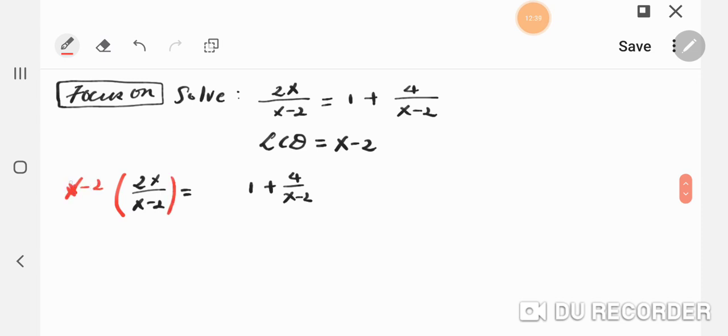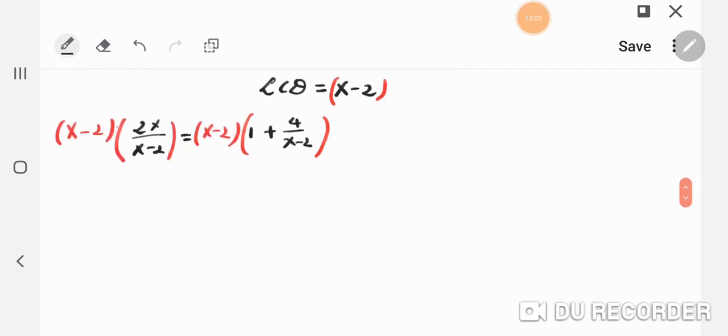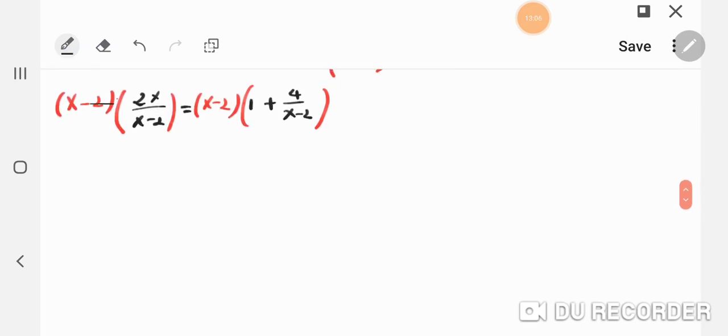Now x minus 2, this binomial, is one big factor. So why don't I put parentheses? We'll multiply the right side of the equation by x minus 2. Make sure to put the parentheses because the whole expression is the LCD. Then we can simplify each side of the equation. The whole x minus 2 in the denominator will be cancelled out, so we have only 2x. And for the right side, we will distribute. So there will be x minus 2 times 1.